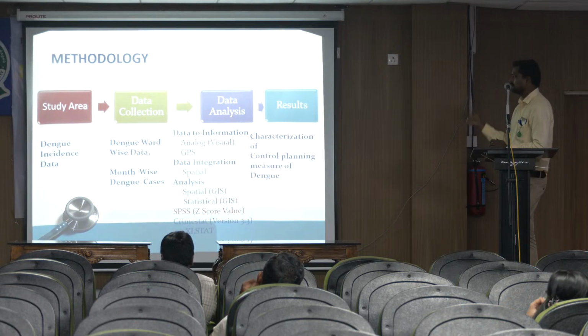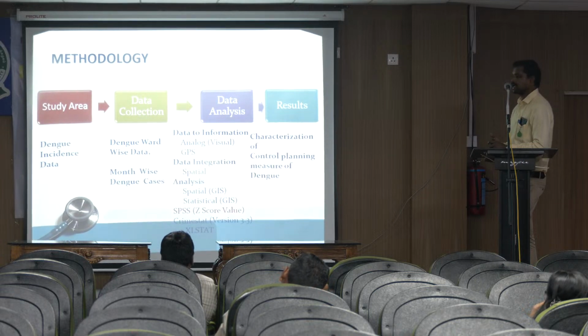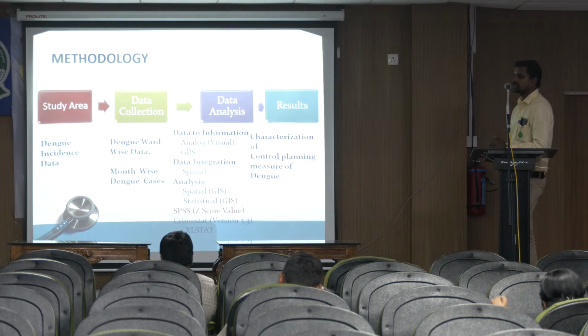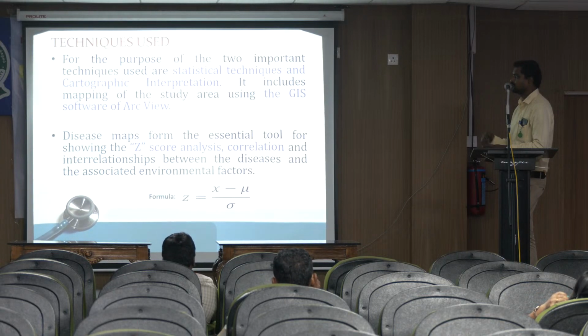Then the analysis will be the spatial analysis, and another spatial Z-score analysis in Excel. Then the result: the characteristics of control planning measures for dengue in the areas. Next, the techniques used: the Z-score analysis, the correlation using SPSS. Then the spatial random analysis of the dengue incident data is used.